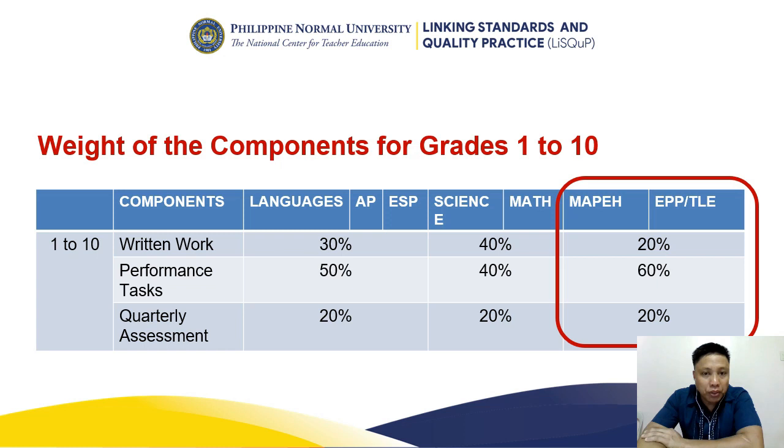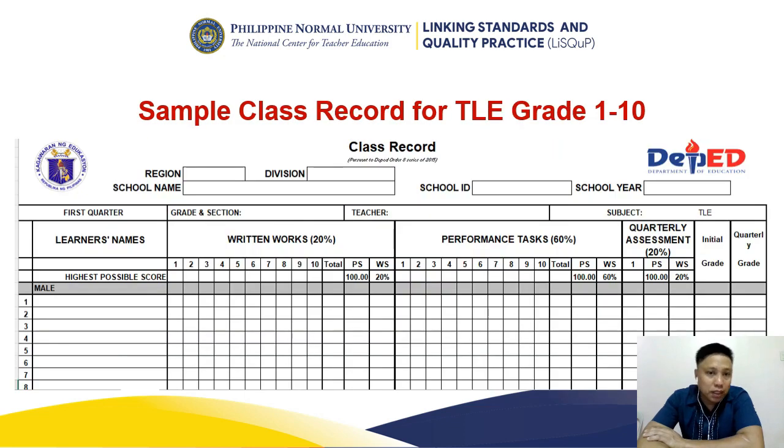Weight of the components for grade 1 to 10. Let's go specific to EPP, TLE, or TLE. As you can see here, written work is 20, performance task is 60, and quarterly assessment is 20. This is an example of a class record from TLE.